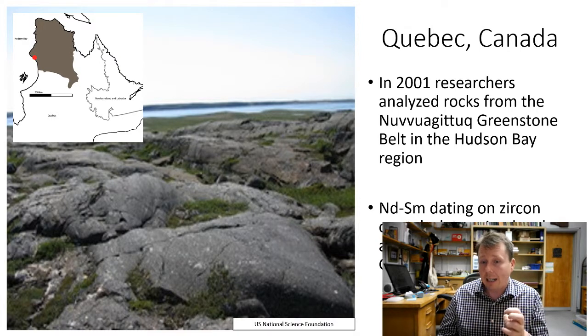This rock was basically analyzed. It was another zircon, and the zircon was analyzed using a different radiometric technique. In this case, we were using neodymium samarium dating, and we got an age somewhere between 3.8 and 4.3 billion years old. So this was found just after the millennium in 2001, and it's located up near Hudson Bay in a greenstone belt, which is another metamorphic belt.